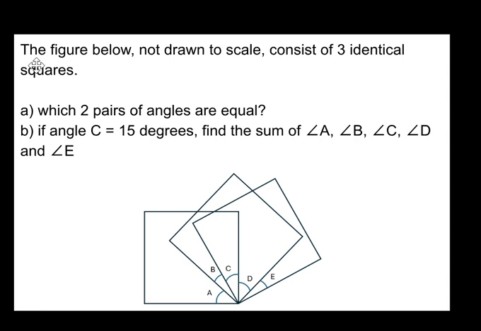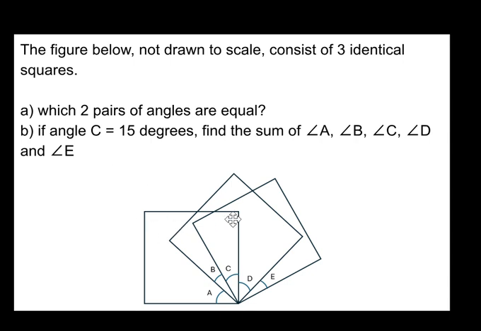Hi, let's look at this question together. The figure below, not drawn to scale, consists of three identical squares. Which two pairs of angles are equal? If C is 15 degrees, find the sum of angle A, angle B, angle C, angle D, and angle E.